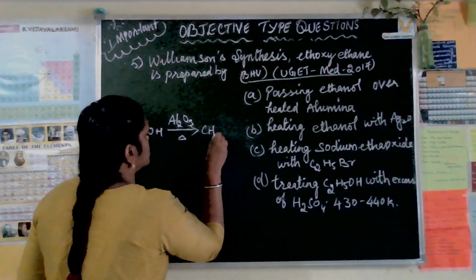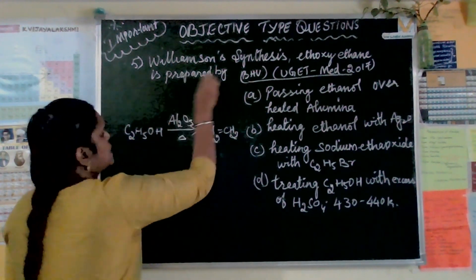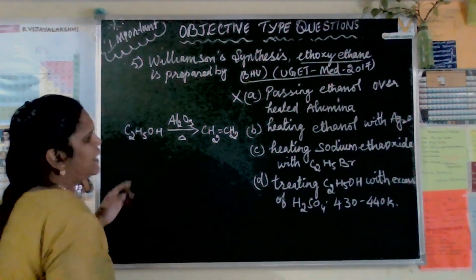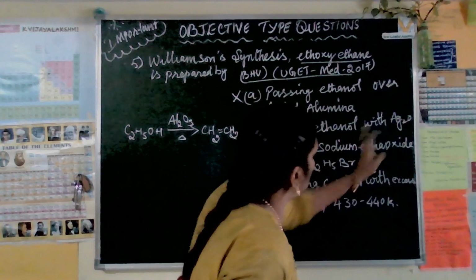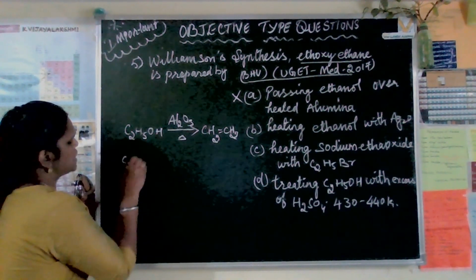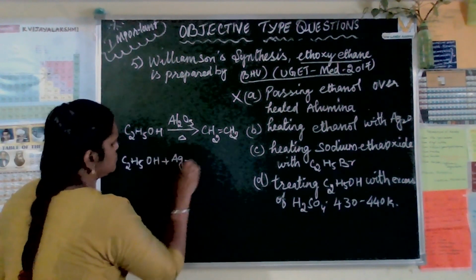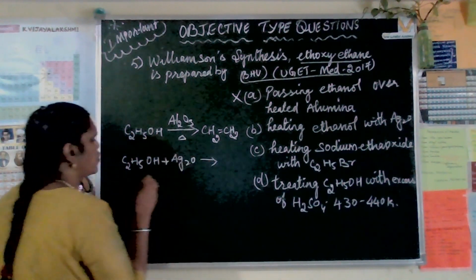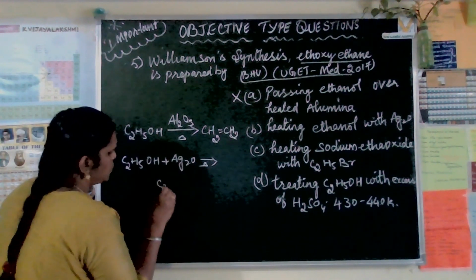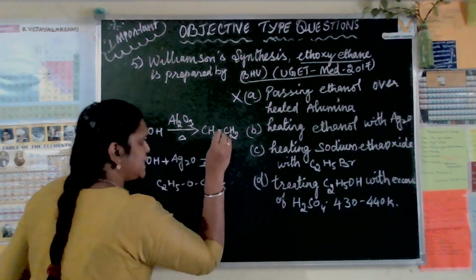What happens when you pass ethanol through alumina? You will get ethene, CH2=CH2. We want ether formation, ethoxyethane, so this won't be the correct option. Next, heating ethanol with Ag2O: C2H5OH plus Ag2O. If you heat, you will get C2H5OC2H5.